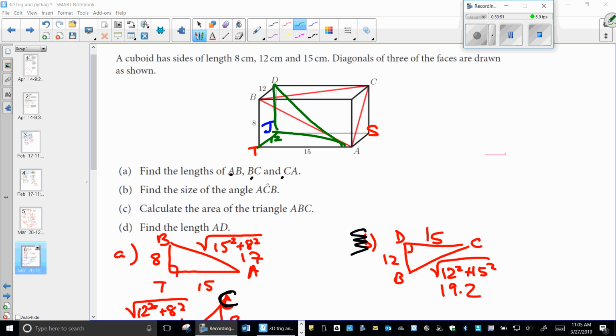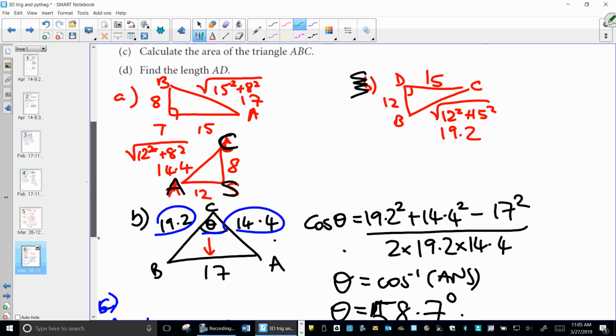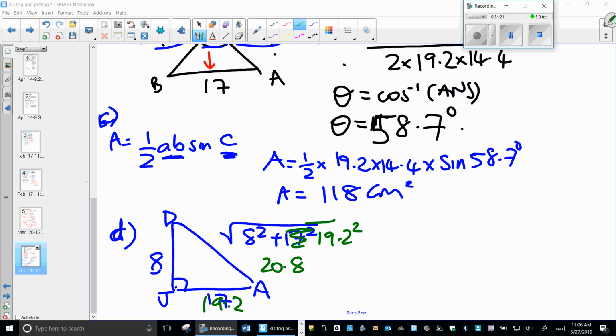Right, apologies. So A to J is the same as B to C that we found. It's not the same as A to B. B to C was 19.2. So this is 19.2. What a big mess. Okay, so that's 20.8.